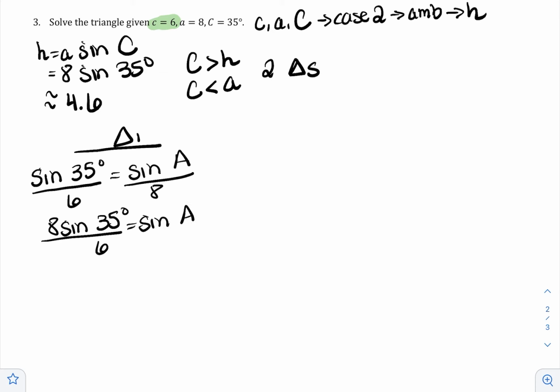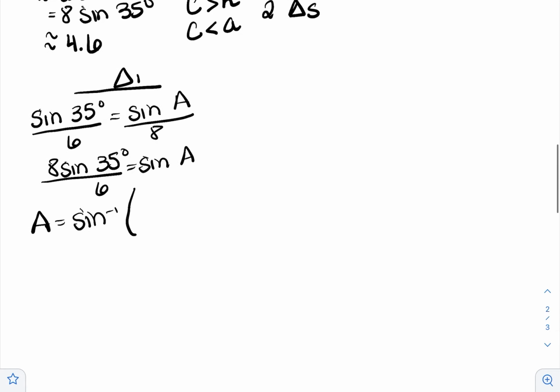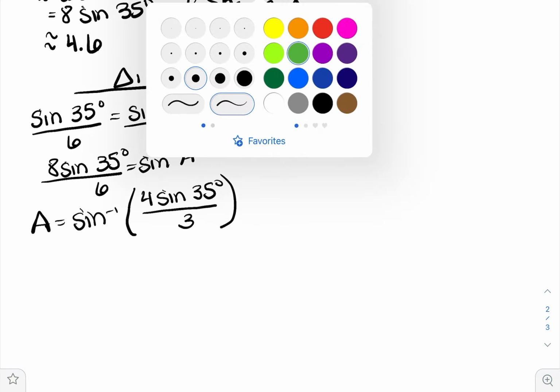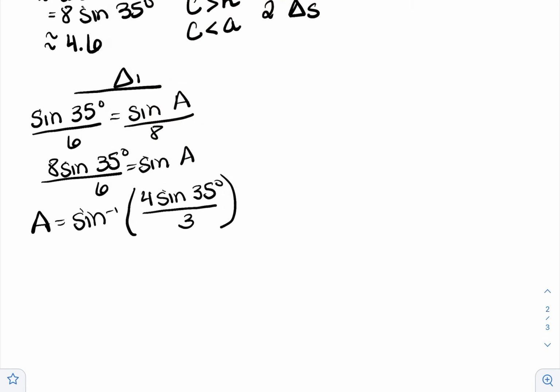And then I have to take the sine inverse. So I'm going to have A is equal to sine inverse. And I'm also going to reduce 8 over 6 because they're both even. 4 sine of 35 degrees over 3. Even though it's calculator ready, you should simplify your answers. And then what I have to do is add a 1 with the A because this is going to be my first triangle. So I'm going to have a second A. So this is A1.